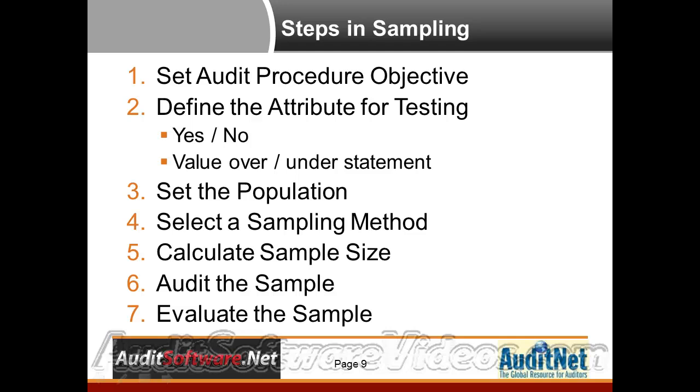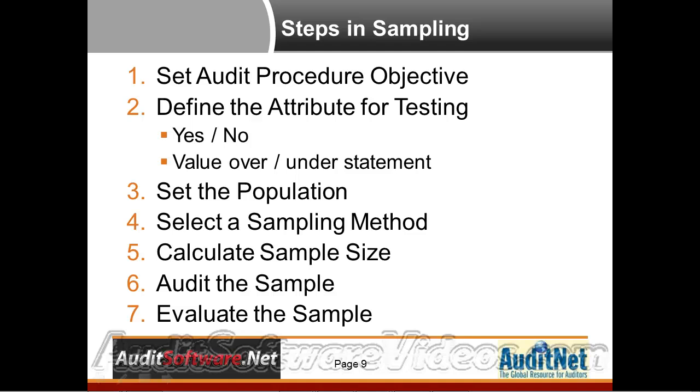So the 7 steps here: set the audit procedure. I want to say I got these 7 steps and modified them a bit from a great book that we'll be showing later, which is Sampling for Internal Auditors, and you can buy it on sale from the IIA right now. For some reason it's on sale, but again, we can talk more about that in a minute. Anyway, the 7 steps here. We're going to set the audit procedure and the objective of that audit procedure, which drives your attributes for testing.